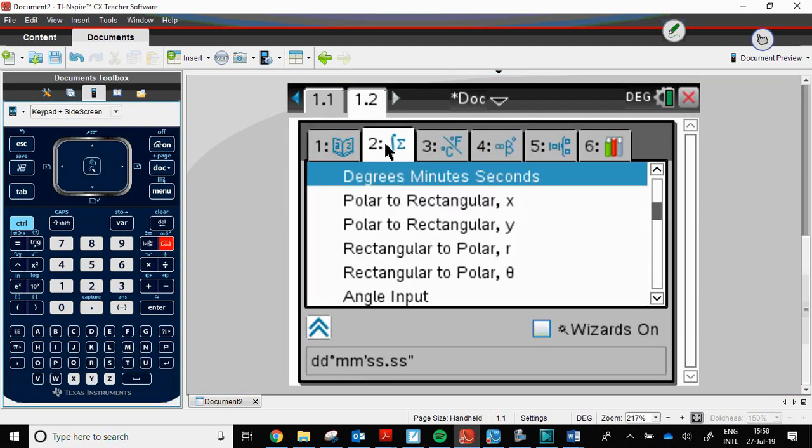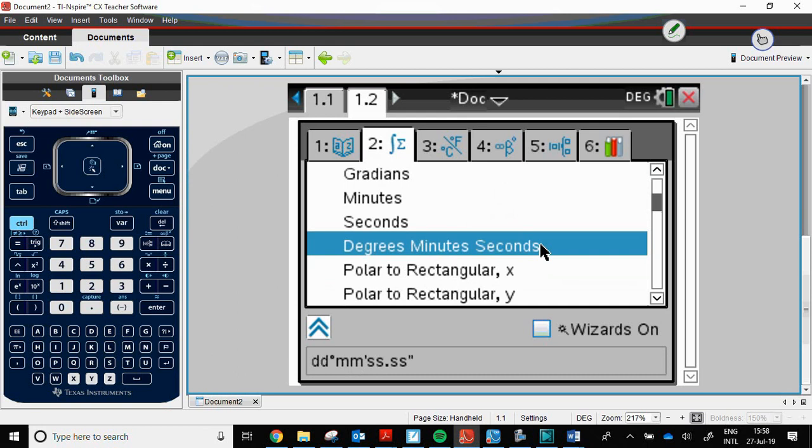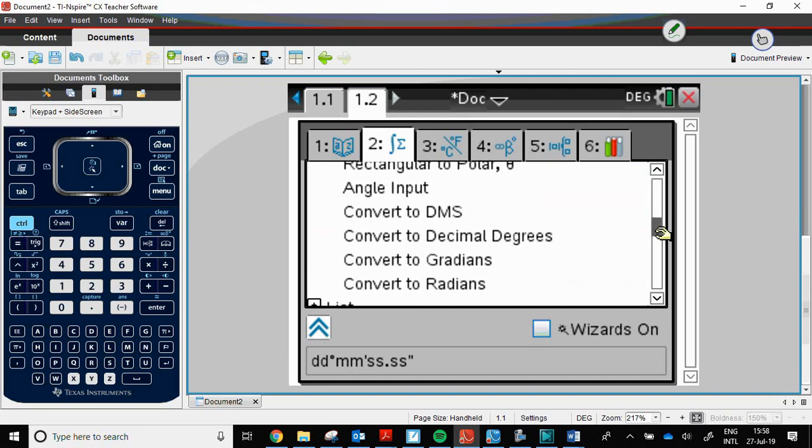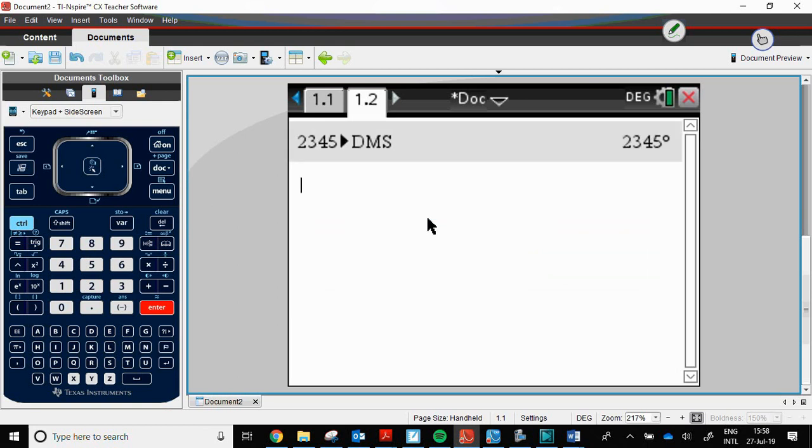You're going to go to the second tab here, choose angle, which is the second option down, and then scroll way down. Don't choose this one. I'll show you what that does in a second, but then go convert to DMS for degrees, minutes, seconds, and then there you go. Now that one was kind of boring because that was an exact degree. I got to put a decimal in there. There we go. So 23.45 degrees is equal to 23 degrees and 27 minutes.